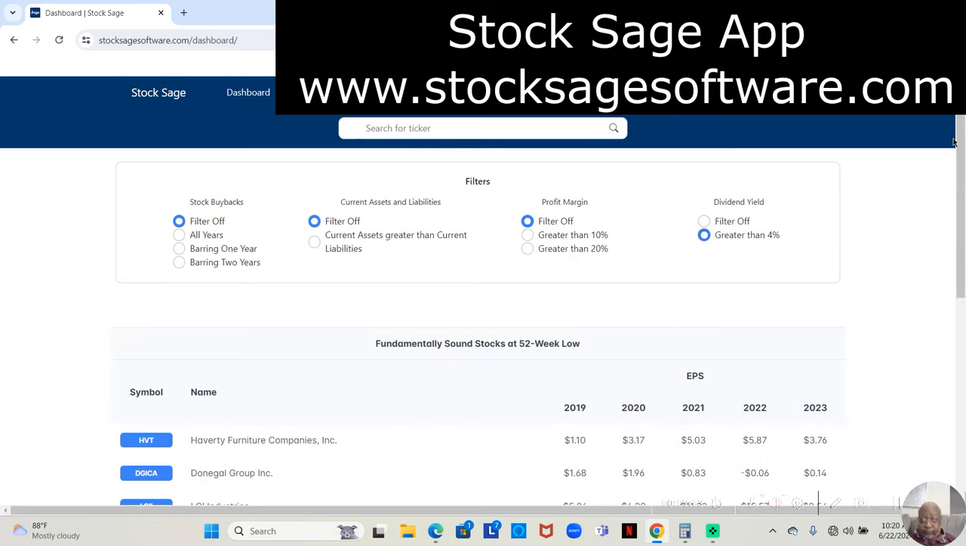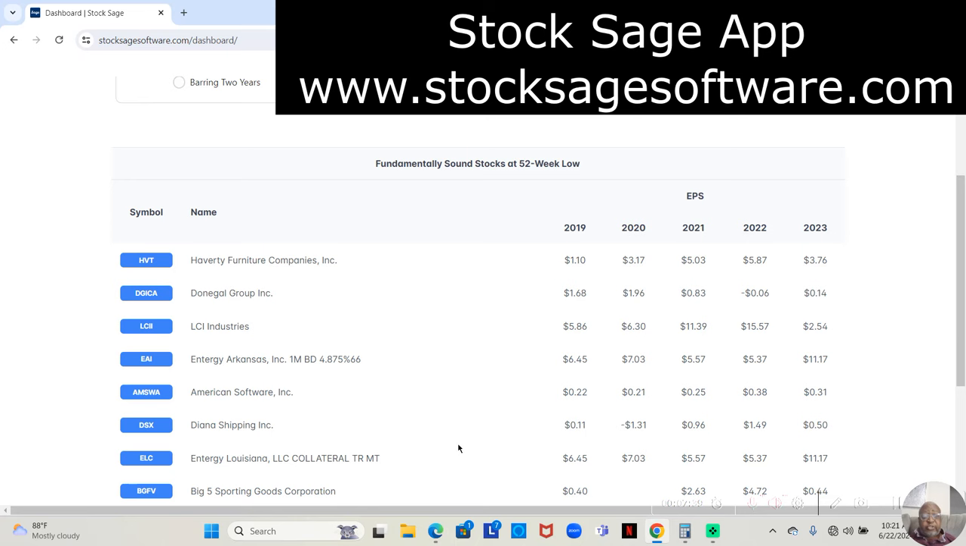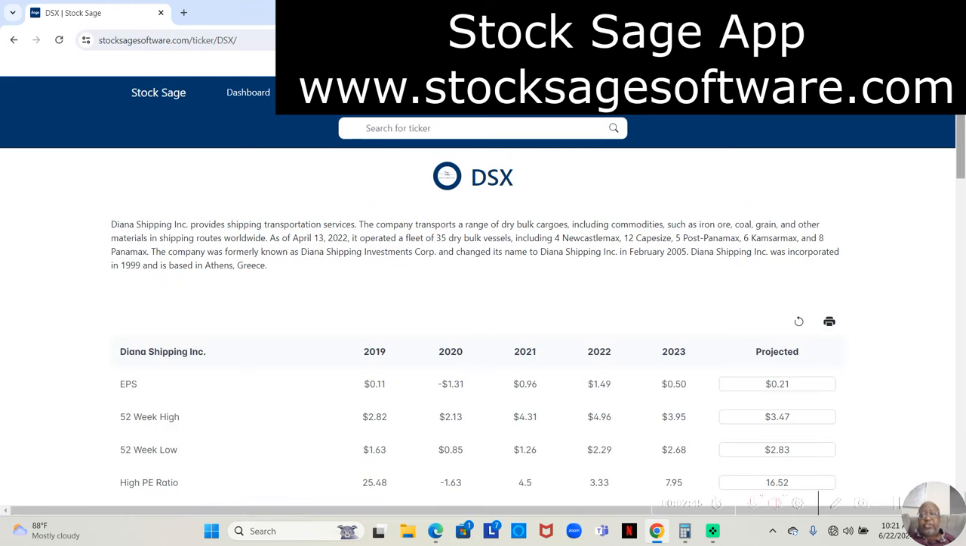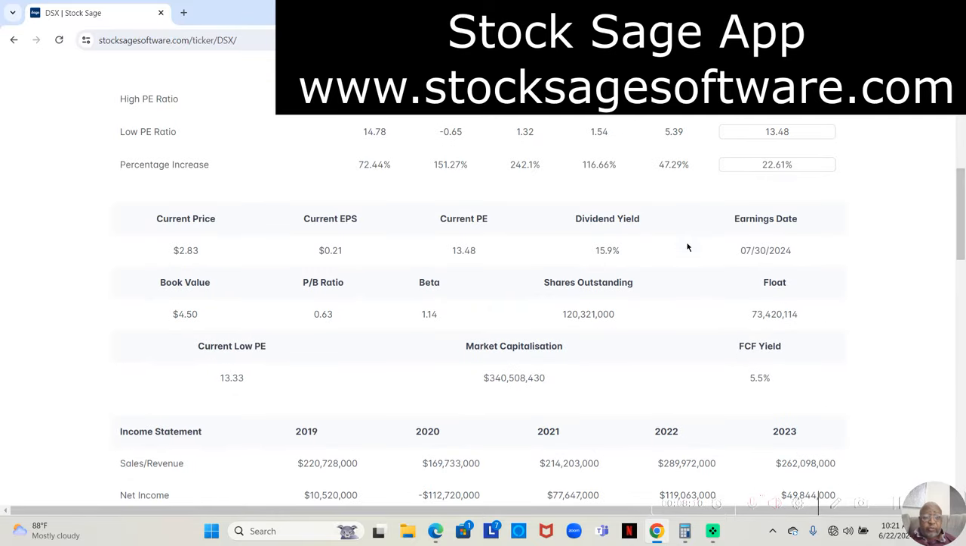We have, I'm going to move down a little to one that I've seen earlier. This is Diana Shipping. Now, this is not a suggestion to buy it because notice for the last 5 years, the low PE ratio has been one twice and five once, and now it's at 13. So this stock can drop a lot further. But just to look at it, this is a $2.83 stock. And what's their dividend yield?